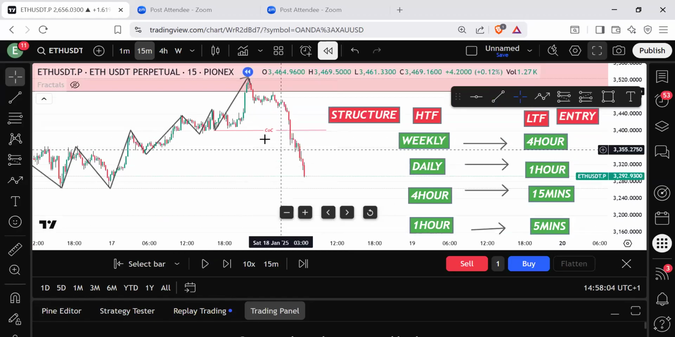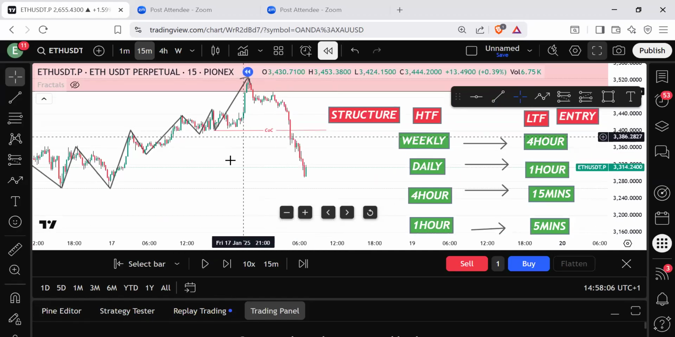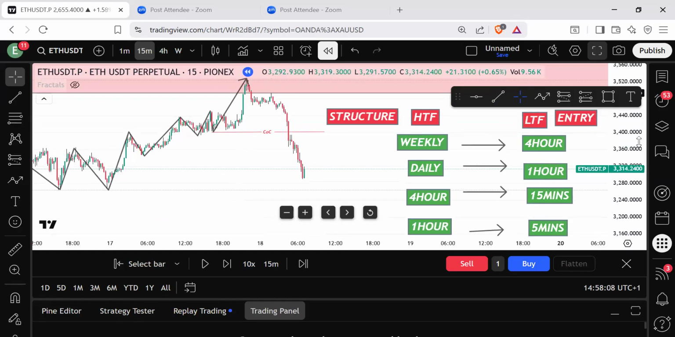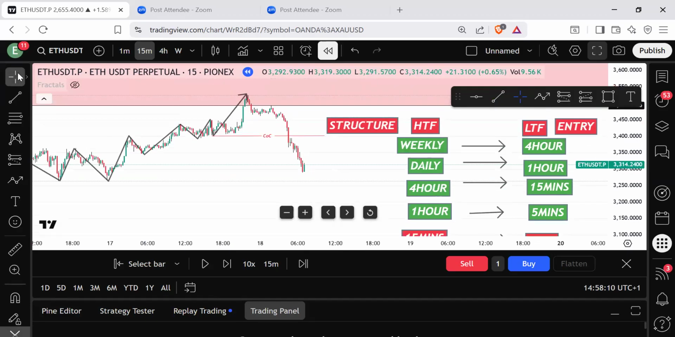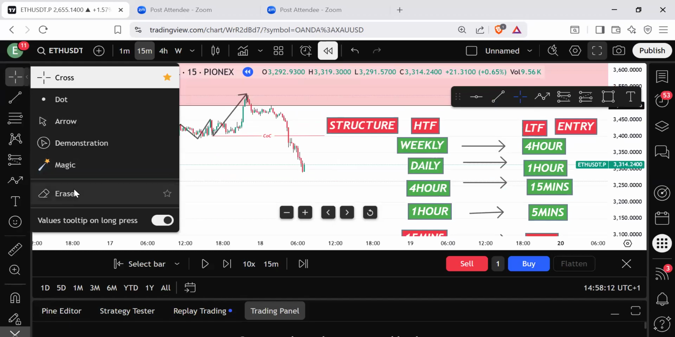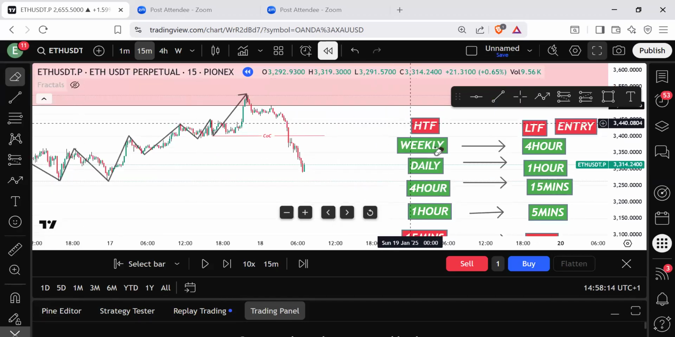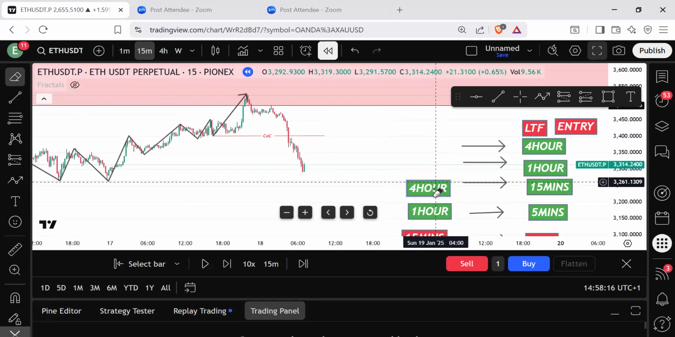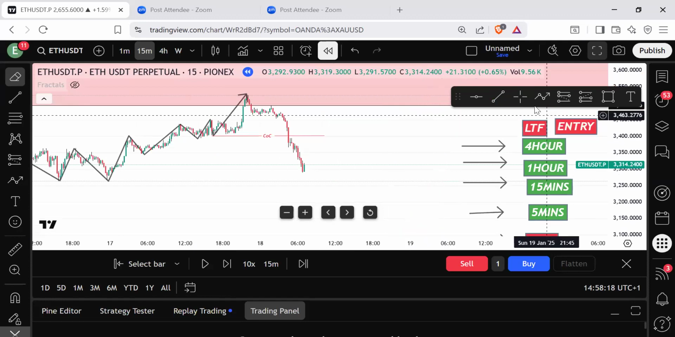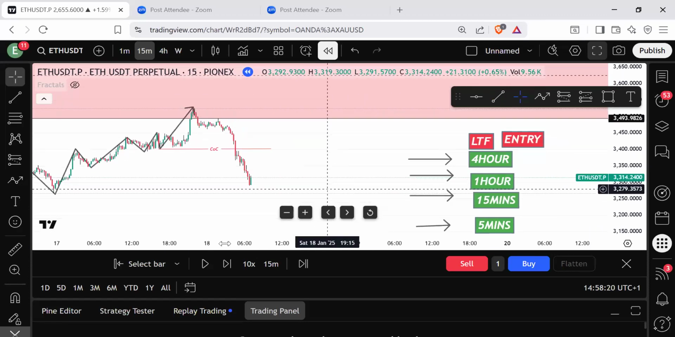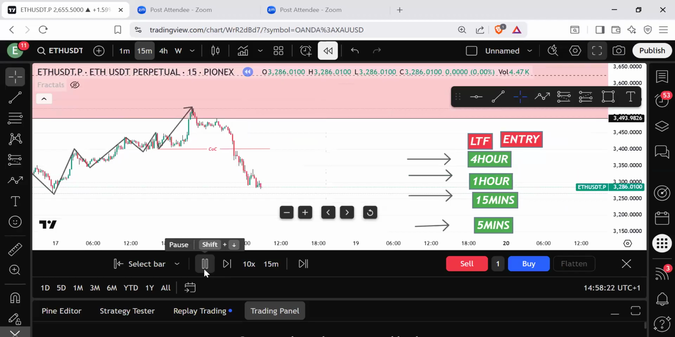Means the trend has changed, right? Correct. So we'll now wait for a break of structure to happen. Let's see if we have a break of structure.